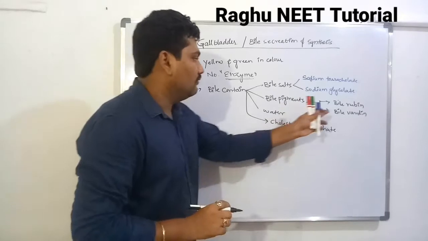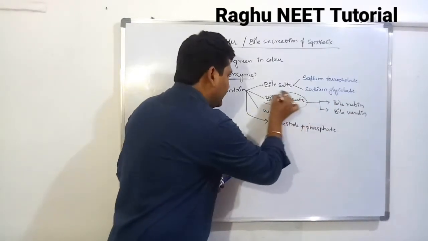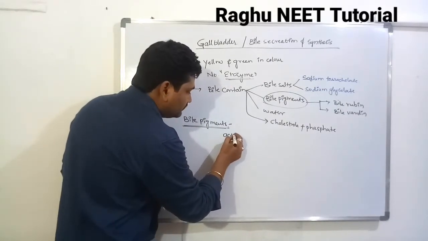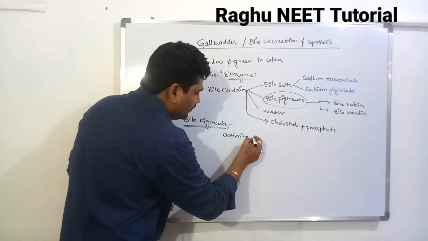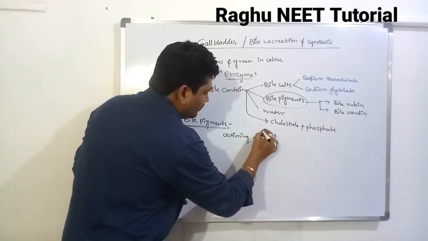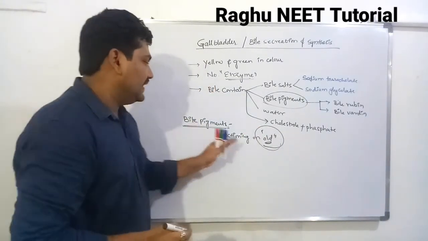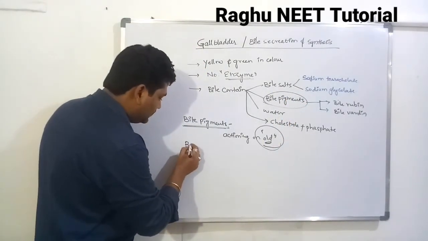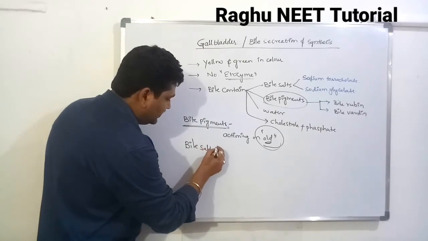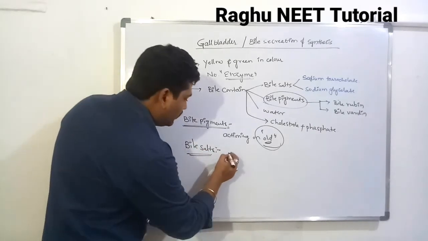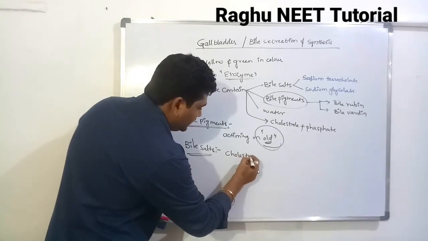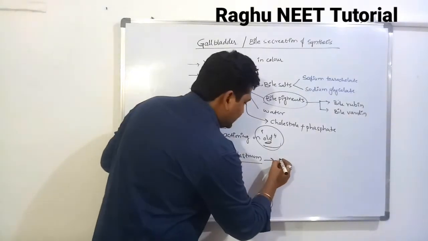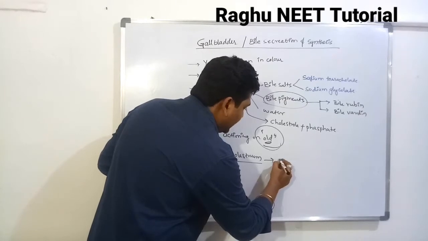Let's discuss bilirubin and biliverdin. These two bile pigments act on old RBC. Very important from the examination point of view. The bile pigments act only on old RBC. Next one, bile salts. These bile salts act on cholesterol, and in the presence of bile salts, fats are converted into simple glycerols by emulsification.